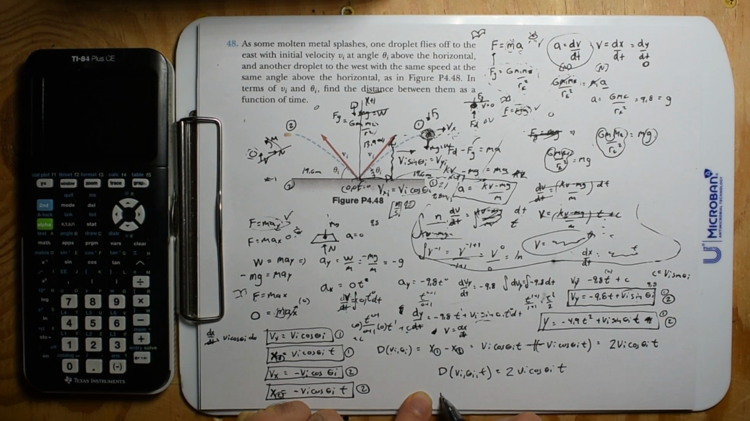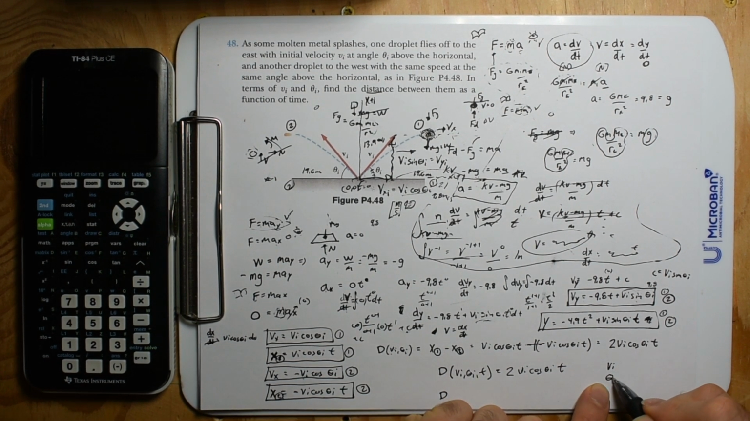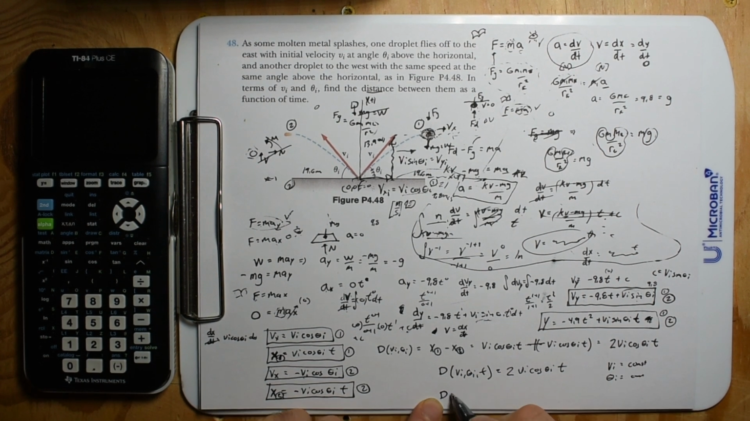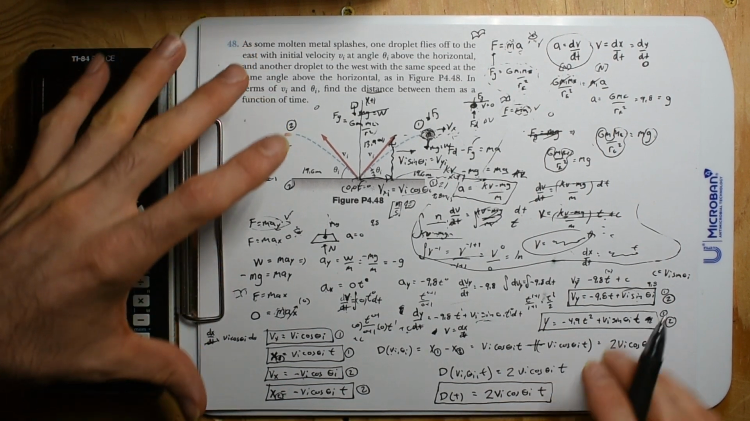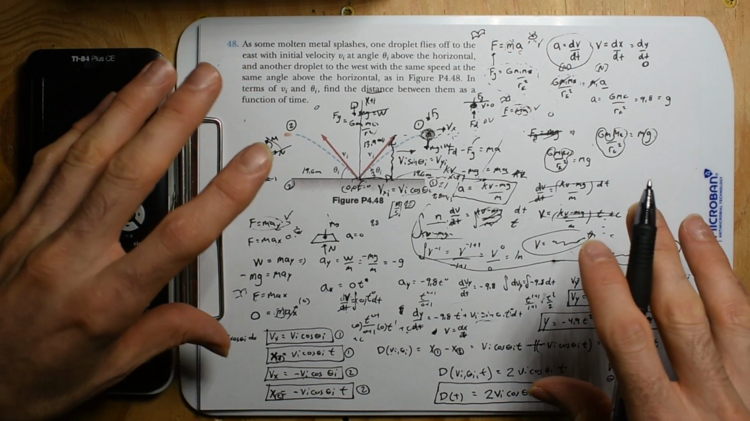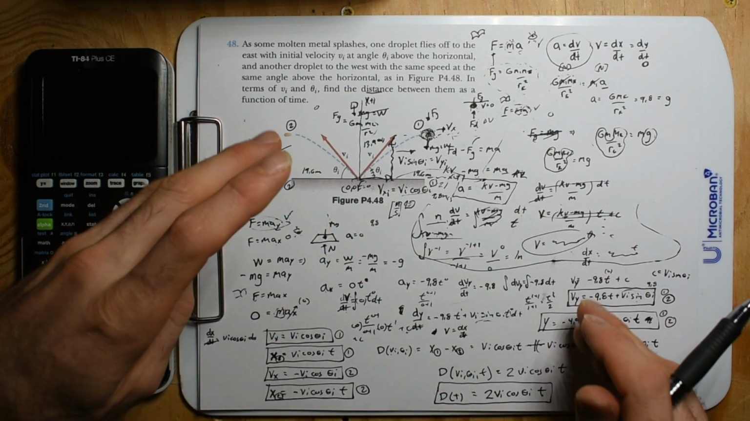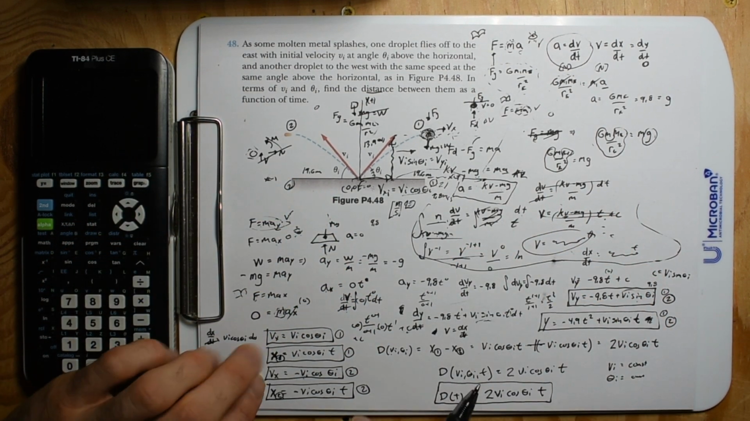But in general, let's say for my problem, v initial and theta initial are constants that I'm going to measure. Now I just have a distance as a function of time: 2 v initial cosine theta initial time. And booyah, I think that problem was pretty easy. Even though it was a blue star, I tackle it by throwing the whole book at it, even though in the end it's a pretty easy representation.